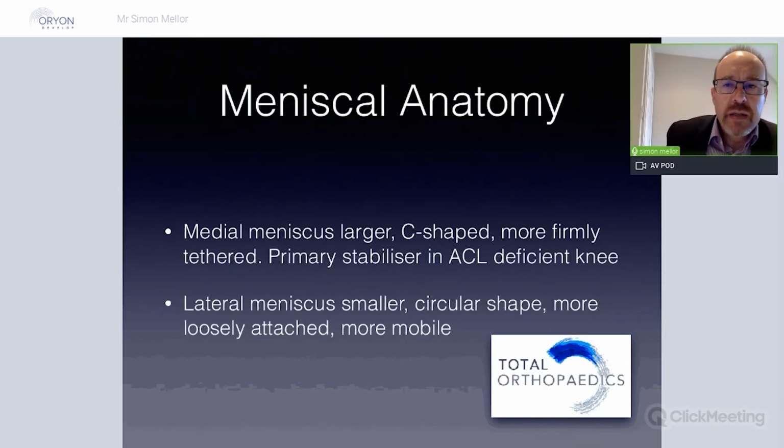In terms of the function of the menisci, they do differ between the medial and the lateral side. The medial meniscus is a larger C-shaped structure. It's quite firmly adherent, held in position by its tethered attachments. And as a result, when you lose your ACL, the medial meniscus does become one of the primary stabilizers of the knee. The lateral meniscus, in contrast, is smaller, more circular in shape, and much more mobile. In deep flexion, the meniscus actually falls off the back of the tibia because of that mobility.